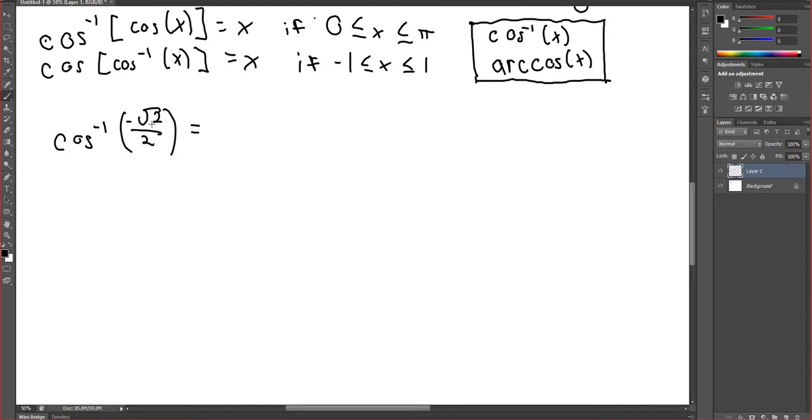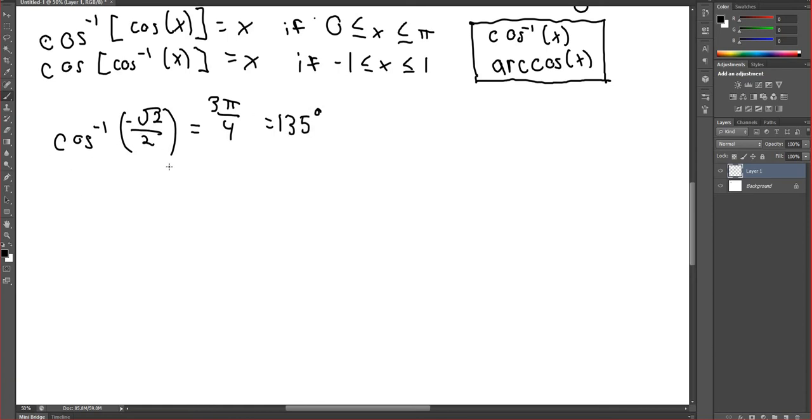Square root of 2 over 2. What angle gives you this negative square root of 2 over 2? 135, I think that is. So in terms of radians, 3 pi over 4 then. 3 pi over 4. Yep. I believe it is. So the 3 pi over 4 would be a 135 degree angle. Yeah, that would also be the same.